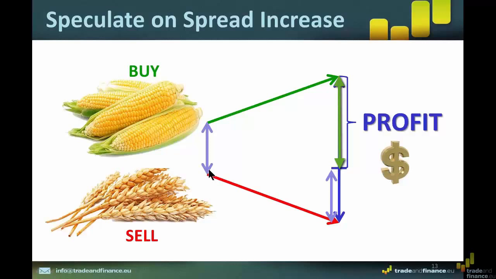Commodity spread trading is based on speculating on the fact that the spread, the price difference between the two contracts, is going to increase. And then we are speculating on having this kind of profit.